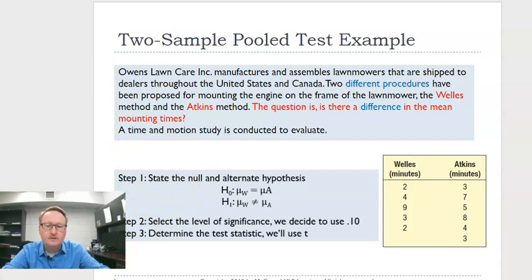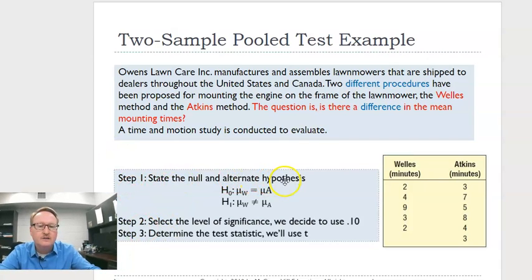So here are your steps. This is what you're going to have to do. State the null and alternative hypothesis. Now, this is what we call stating the null and alternative hypothesis in symbols, which is this mean is equal to that mean, and this mean is not equal to that mean. So we have the null hypothesis and the alternative hypothesis.